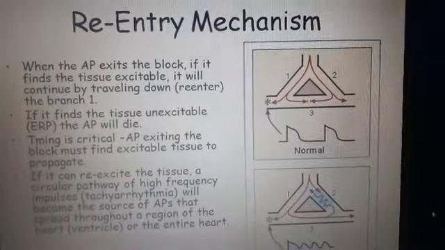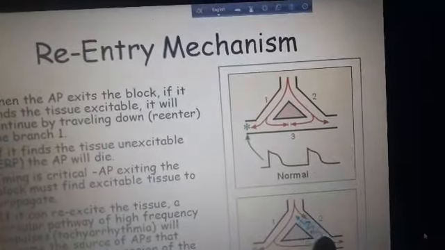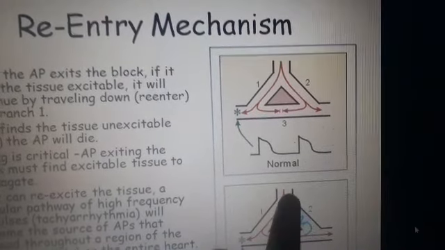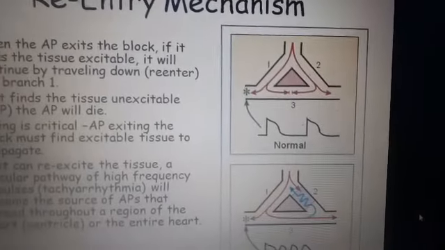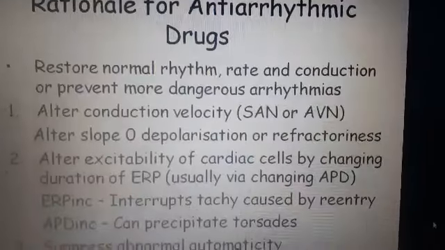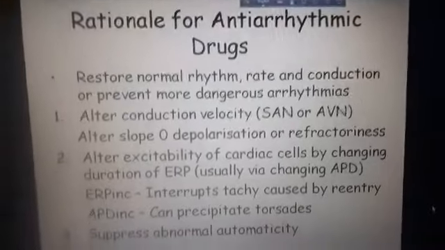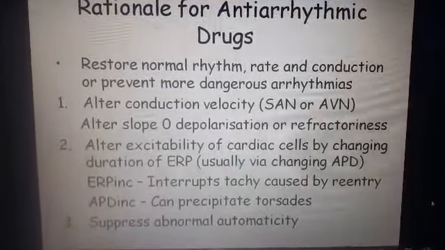So to treat the re-entry mechanism, what can we do? We can make this pathway more refractory so that the impulse will not go back to this. So the faster pathway should be made more refractory so that there is less chance of this re-entry phenomenon. So what is the role of the rational antiarrhythmic drugs? They restore the normal rhythm, normal rate and normal conduction, and prevent more dangerous arrhythmia.